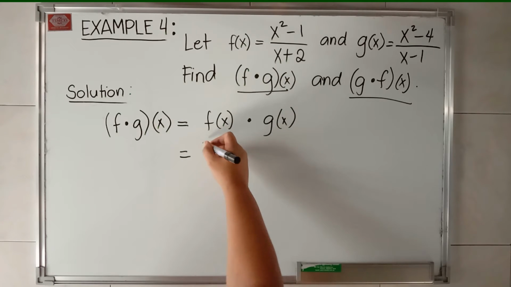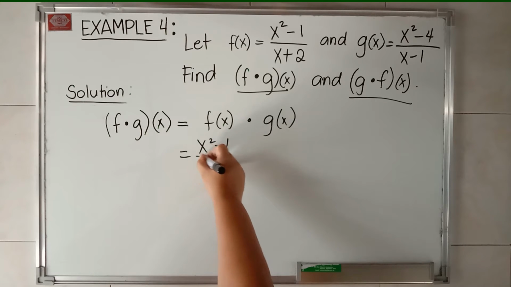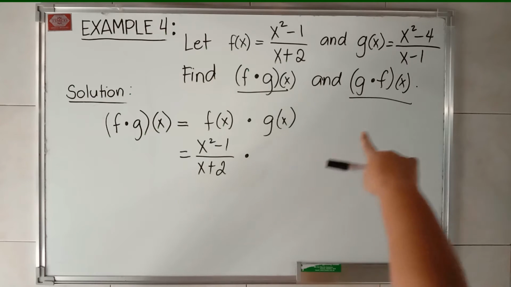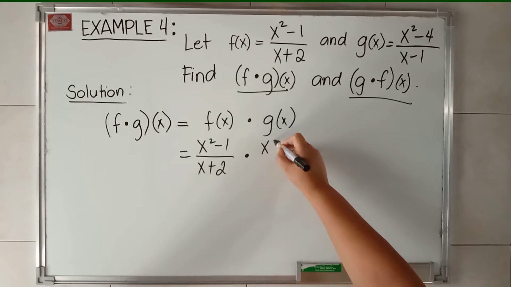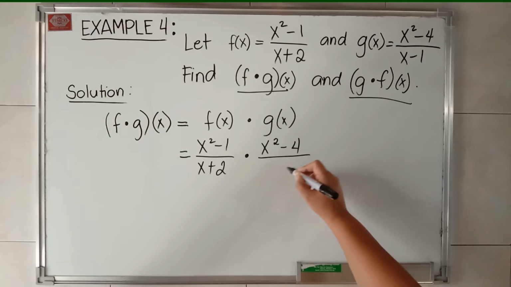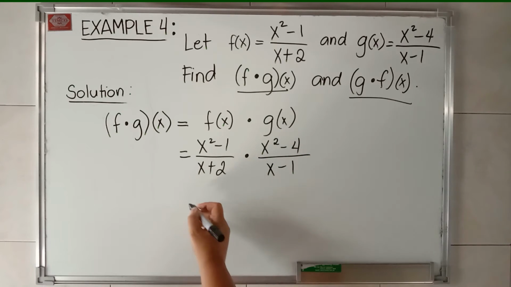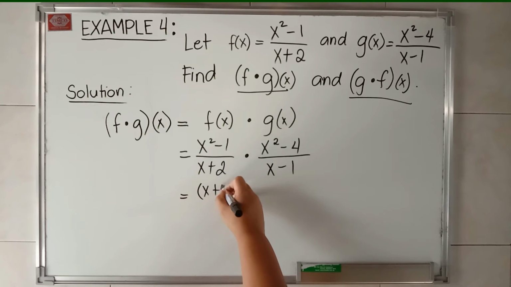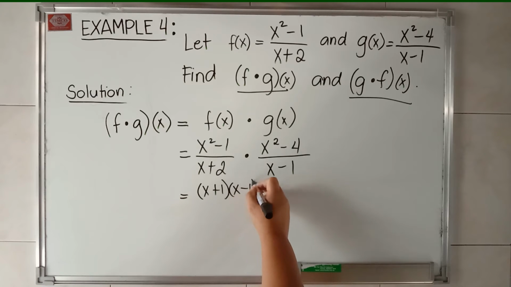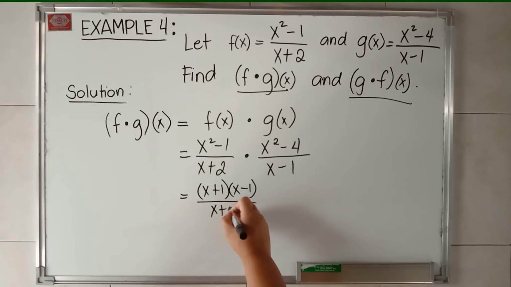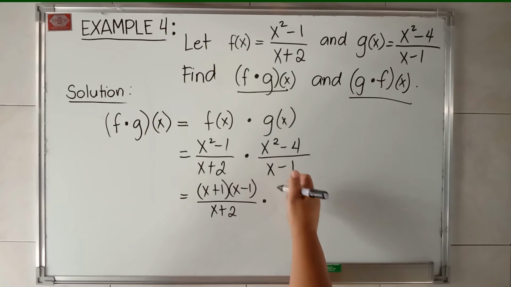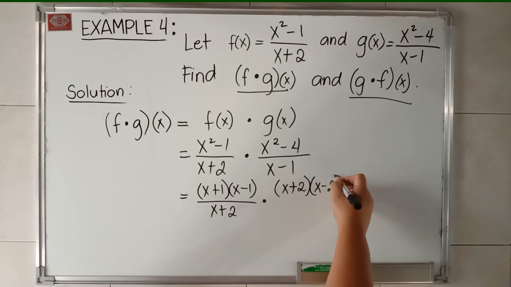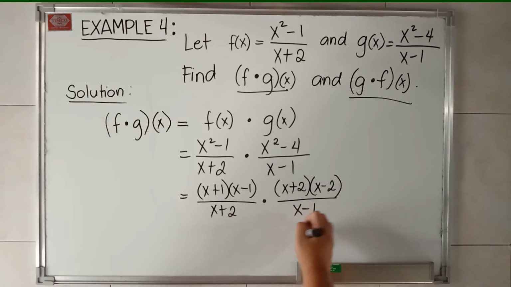So f of x is x squared minus 1 over x plus 2 times g of x is x squared minus 4 over x minus 1. So we have to factor first x squared minus 1, which is x plus 1 times x minus 1, because that is a difference of two squares, over x plus 2. Same with x squared minus 4, x plus 2 times x minus 2. Difference of two squares, remember, over x minus 1.